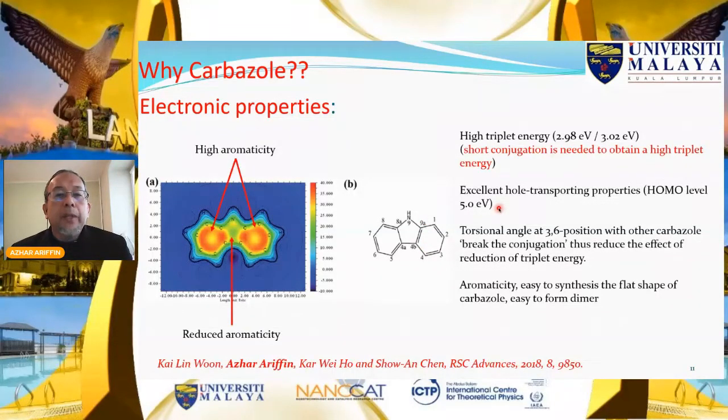On top of that, carbazole also is an excellent hole transporting material, where the HOMO level is around -5.0 electron volts. Another property is that we can have a torsional angle when you introduce a substituent at positions 3 and 6 here. And the aromaticity of carbazole gives stability to the molecule that we synthesize. So this is in terms of the electronic properties of carbazole, and why carbazole is a good organic molecule candidate for making an OLED device.